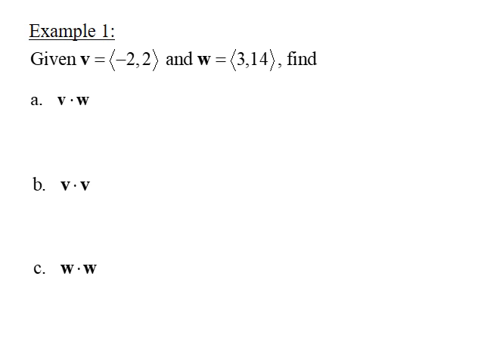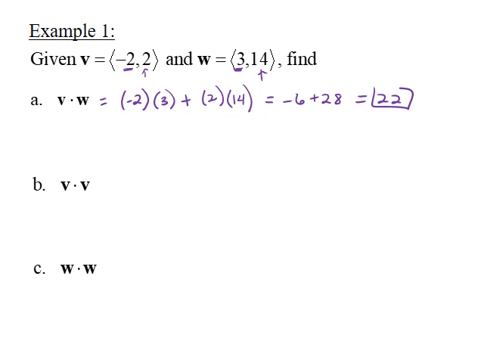So we want to find the dot product of V and W, or V dot W. So this will be -2 times 3, plus 2 times 14. This gives me -6 plus 28, which is 22. So the dot product here is 22.